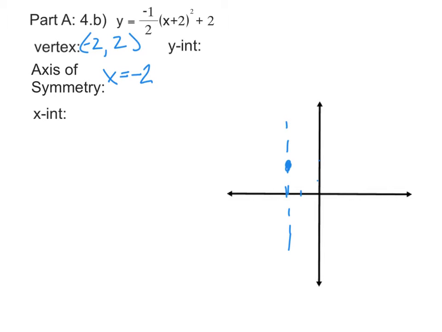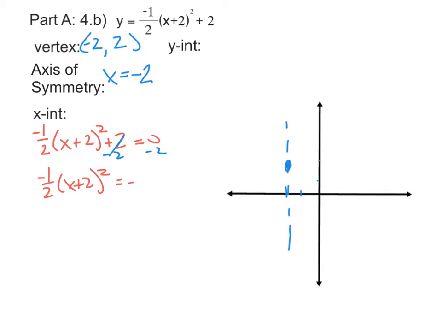Our x-intercept is going to happen when the y-coordinate is 0. So I'm going to take the function negative 1/2 (x plus 2) squared plus 2 and set it equal to 0. It's going to take a few steps, but we just start peeling off one number at a time. First, I'm going to subtract 2 to get rid of this 2. Negative 1/2 times (x plus 2) squared is equal to negative 2. Do not take the square root yet.